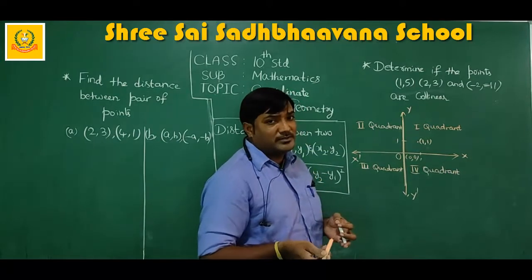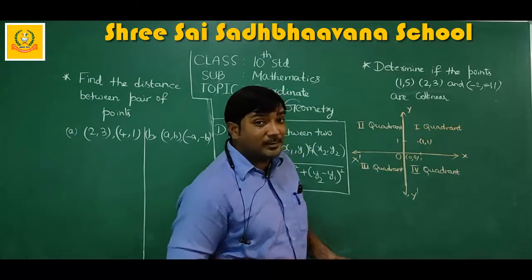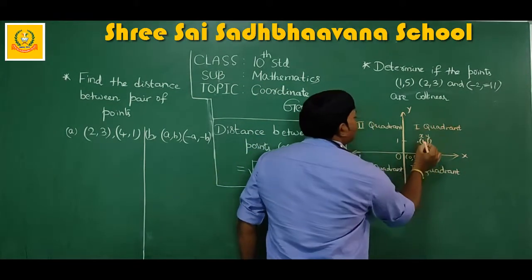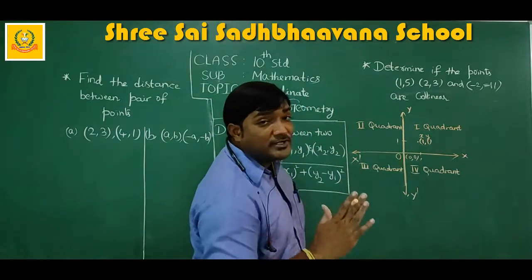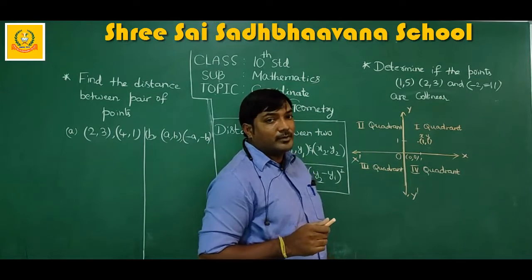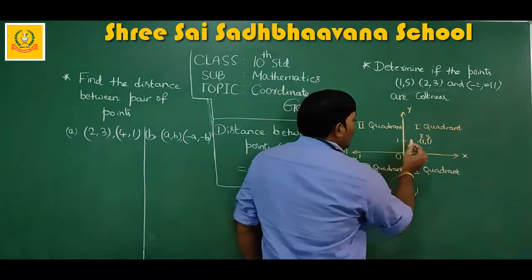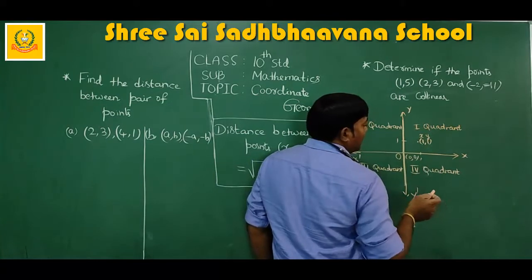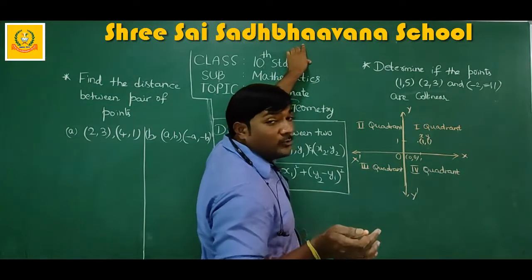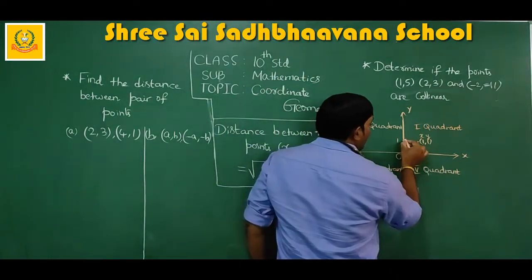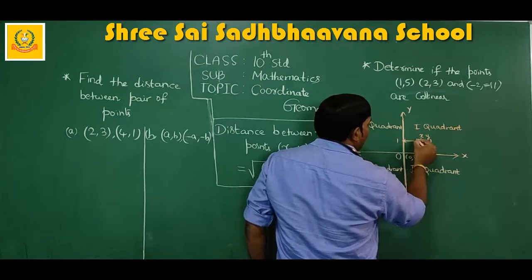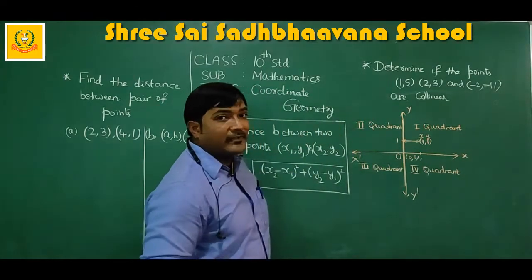And how do you plot it? In 9th standard, we discussed it. This first one is called the x coordinate and the second one is called the y coordinate. Always the first one is called the x coordinate, and the second one we call the y coordinate. So now how do you plot it? Always remember, 1 means x coordinate 1. X coordinate 1 means x is making 1 unit distance from the y-axis.